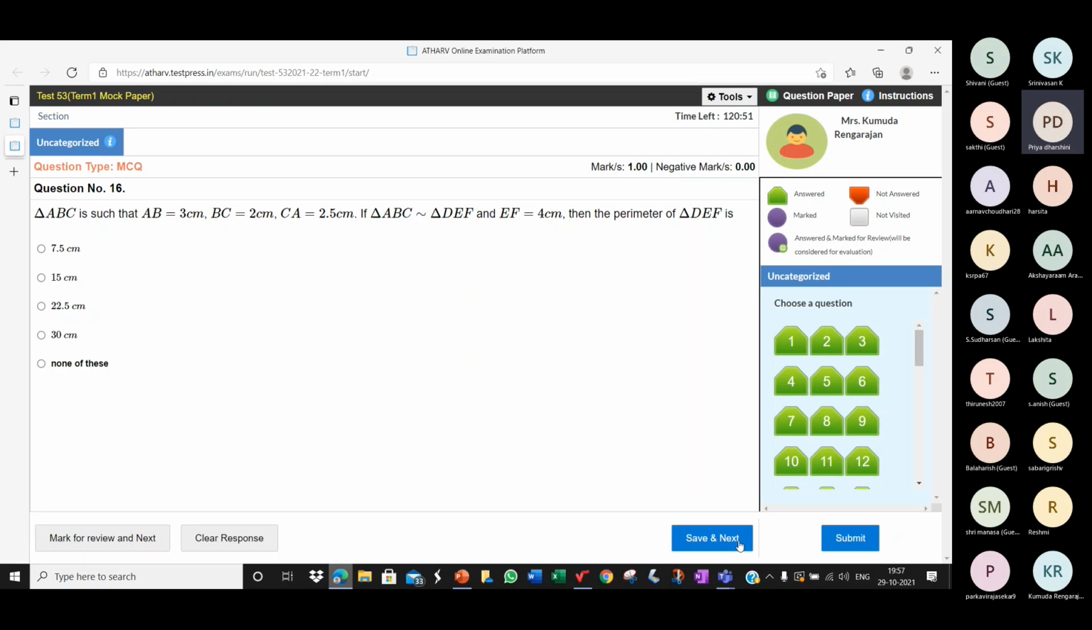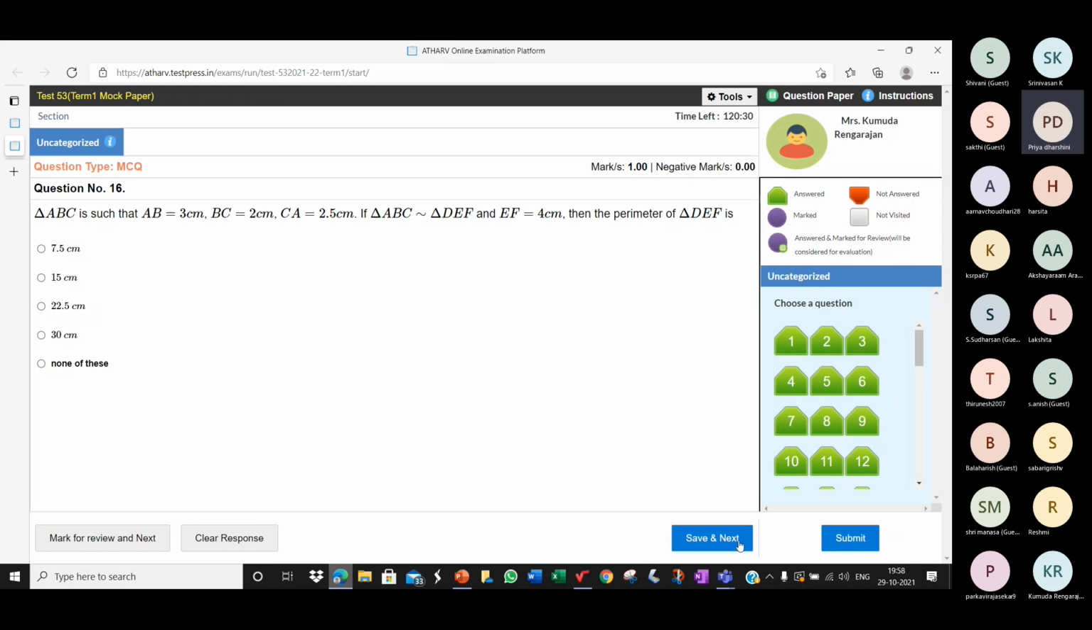Ma'am, 15, ma'am. 15. Yes, Priyadarshini, please explain how 15? Ma'am, because corresponding sides are proportional, ma'am. Correct. BC equals 4, ma'am.